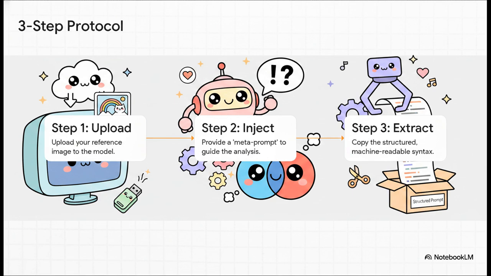First, you upload your reference image. Second, instead of asking it to just describe this, you inject what's called a meta prompt. This is basically a set of instructions that tells Gemini to act like a professional prompt engineer and break that image down into its core technical parts. And third, you just extract that perfectly structured, ready-to-use prompt syntax.